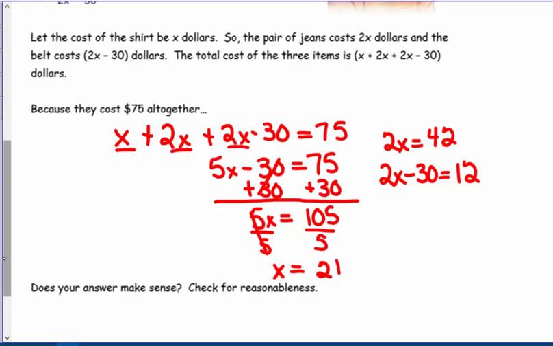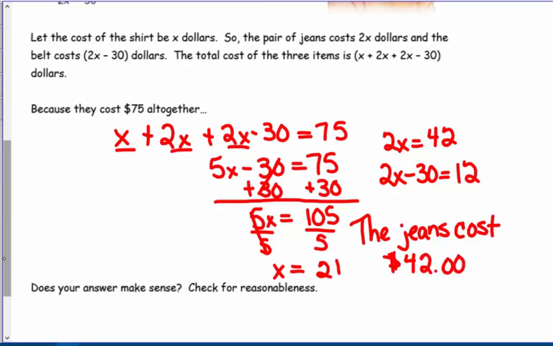It says, find the cost of the jeans. So we're going to say the jeans cost. Only answer the question that's being asked. The jeans cost, dollar sign, that's my label, $42. And you can put the decimal zero, zero or not. Sentence, answer box, label. Nice full sentence answer.